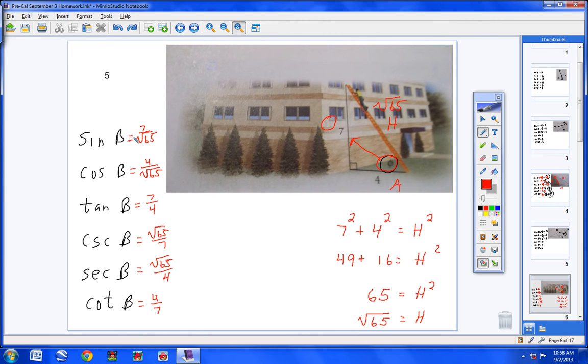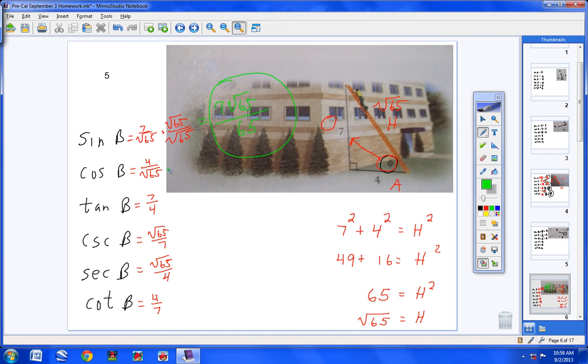I don't want this radical in the denominator, so I'm going to multiply the top and the bottom by square root of 65. All right? Let's see if green shows up a little better. So, when I do that, 7 times the square root of 65 is 7 square root of 65 all over square root of 65 times square root of 65, which is 65. There you go.